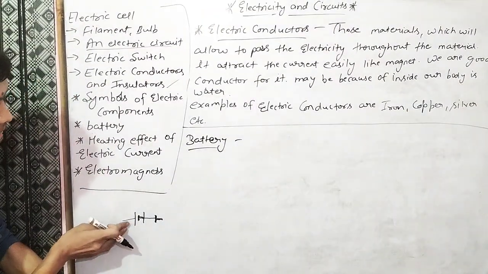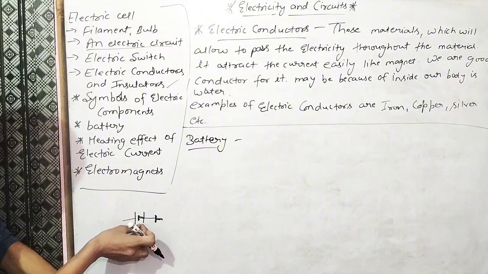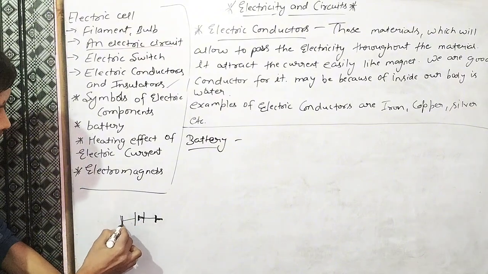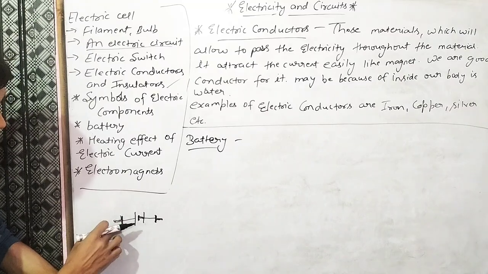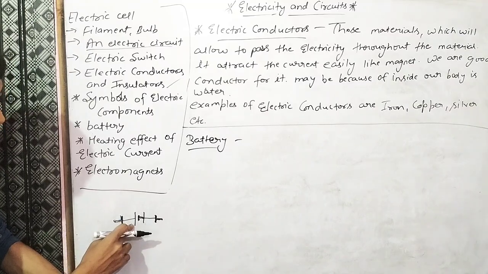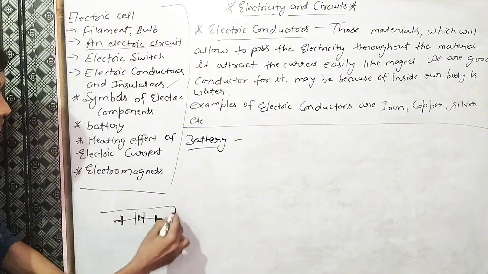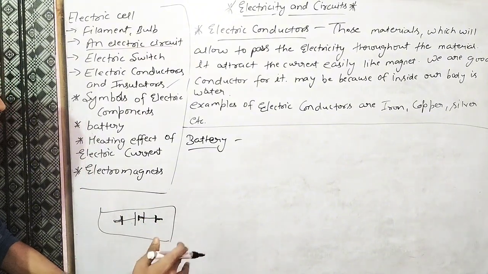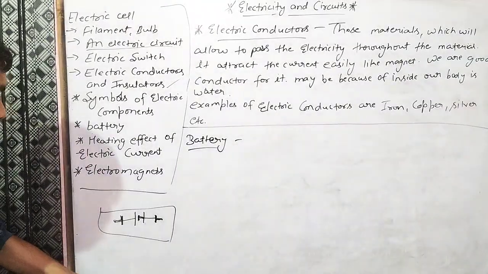So here, on one side we are looking at the positive terminal, and on the second side we are looking at the negative terminal. One side is a negative terminal, the second side is a positive terminal. One negative, positive, negative. So these are different. These are inseparable. That's why it will work as a battery.